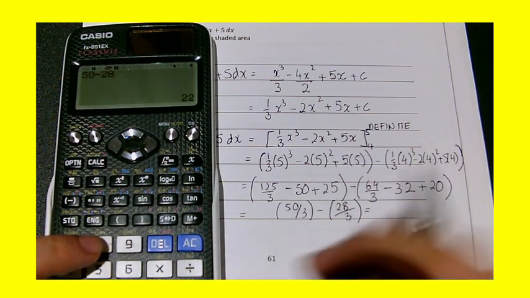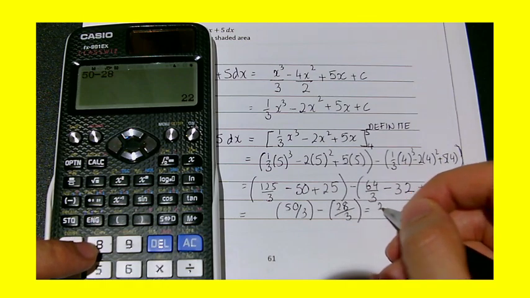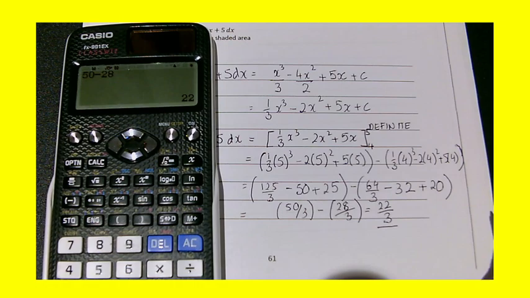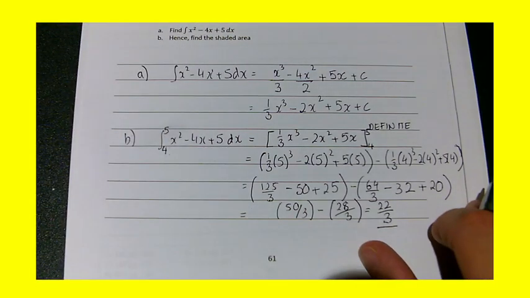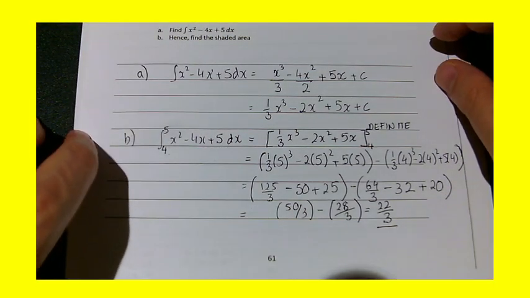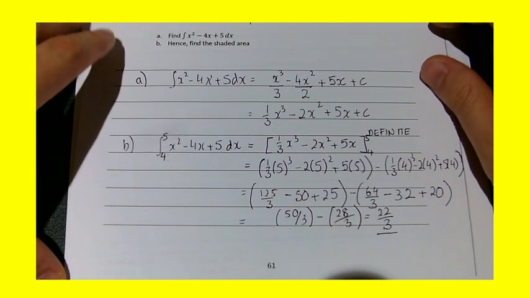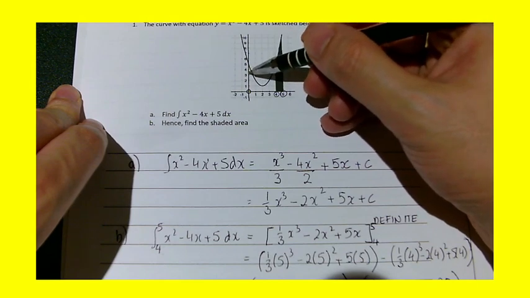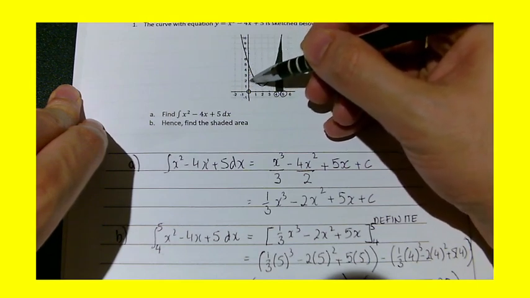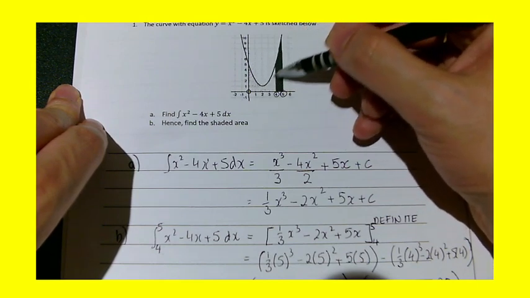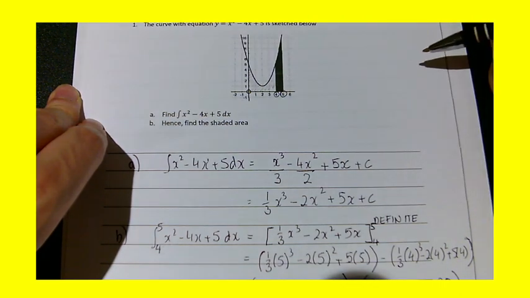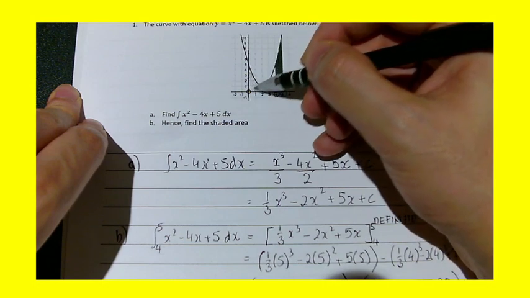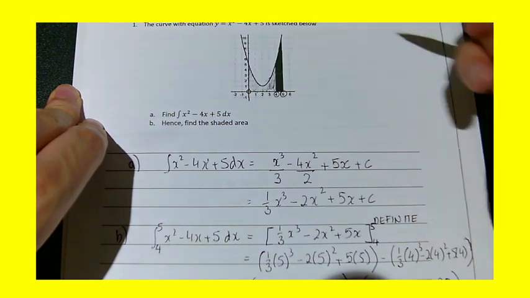Now 50 minus 28 is 22, so you get a final answer of 22 over 3. That's the area. Now why does this work? Why do you substitute 5 and why do you substitute 4 in to get the final answer? Well, when you substitute 5 in, that will get you the area from 0 all the way up to 5. And when you substitute 4 in, that will get you the area from 0 all the way up to 4.